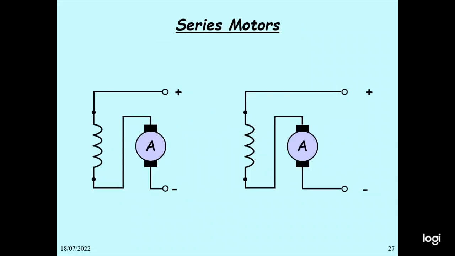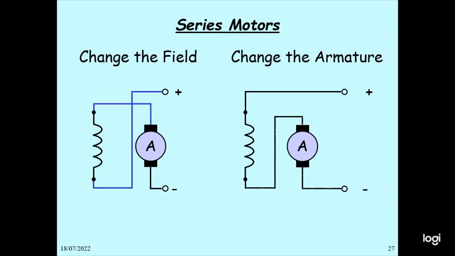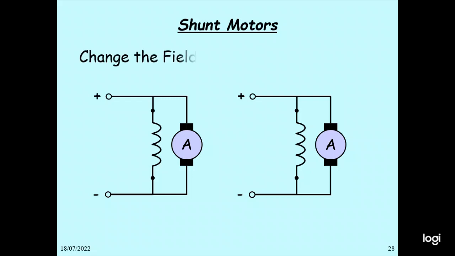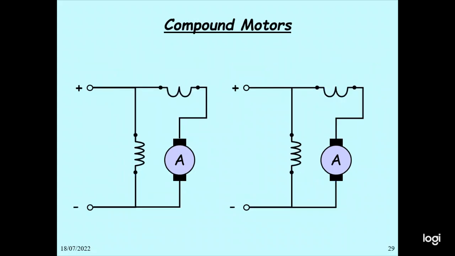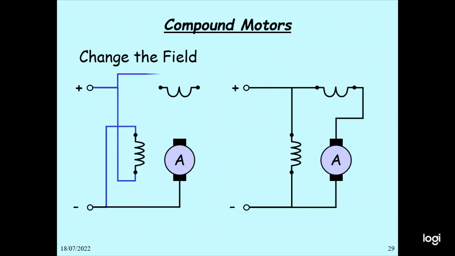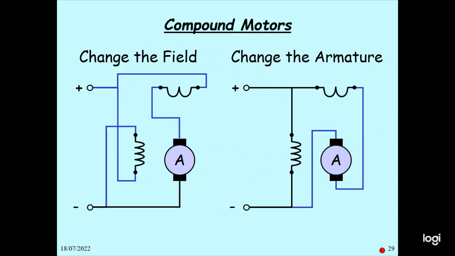So this is a series motor connection diagram here. Change the field or change the armature. In the shunt motor, change the field or the armature winding, and the direction of rotation will change. Compound motor, change the field or change the armature. Then we have to do the practical exercise.